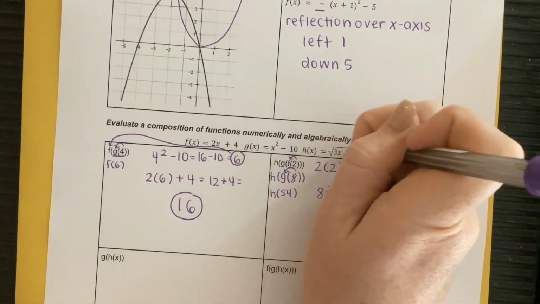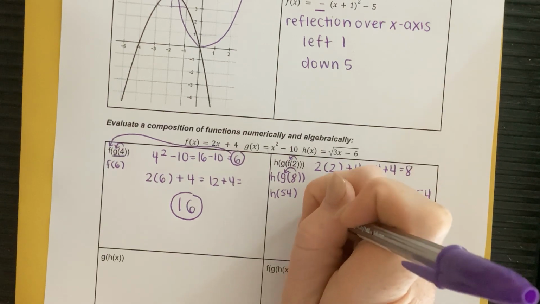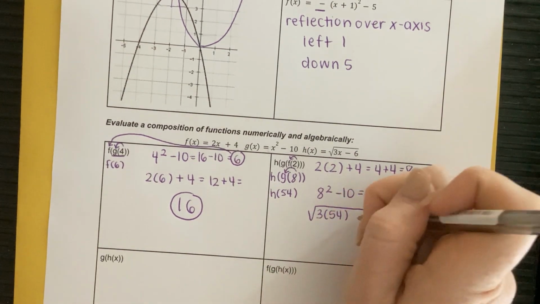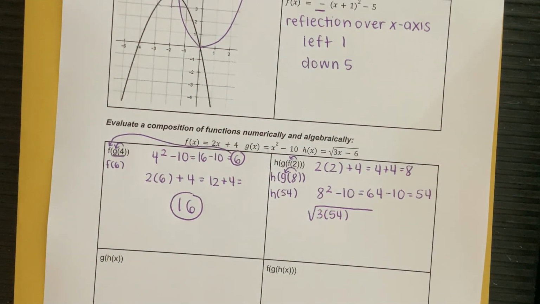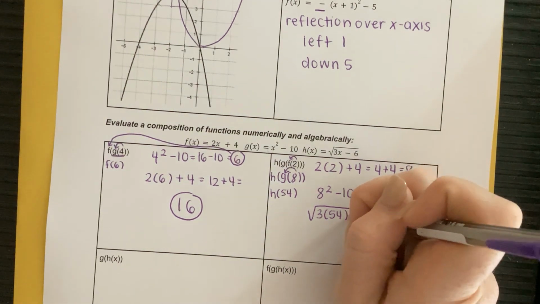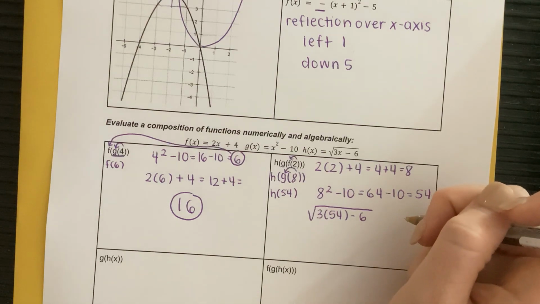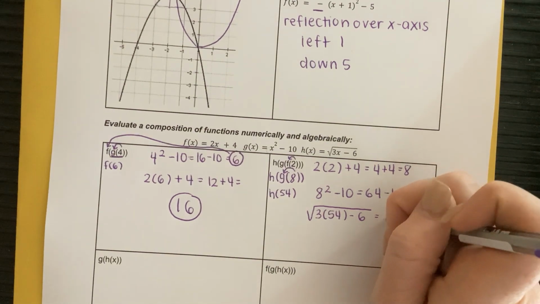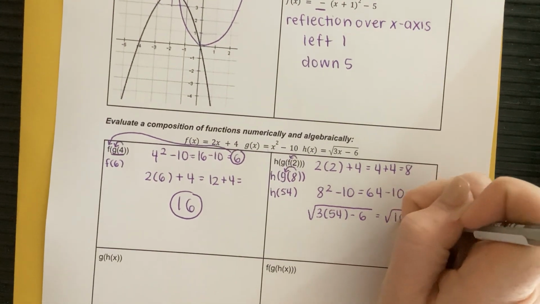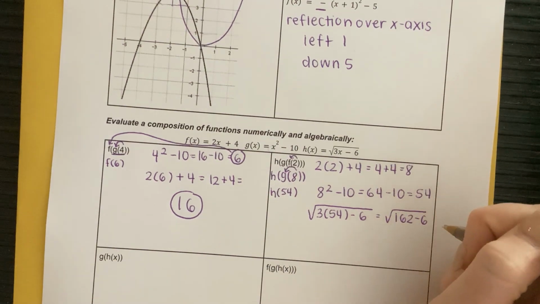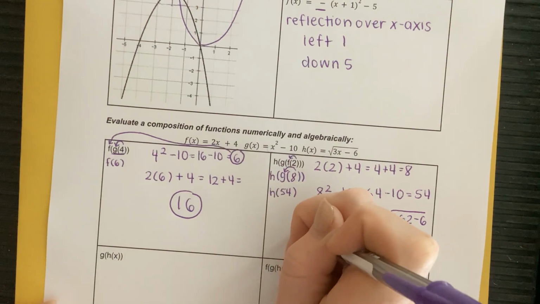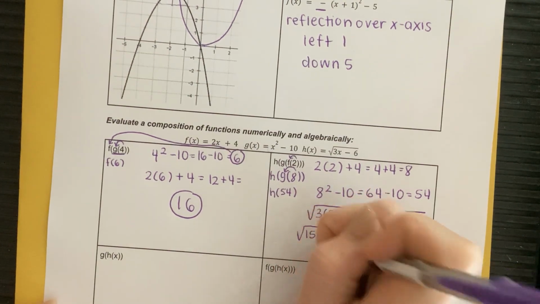So now we're going to use this equation. So we're going to say 3 times 54 minus 6. Okay, 3 times 54 is 162. So 162 minus 6 is going to give us 156. So the square root of 156.